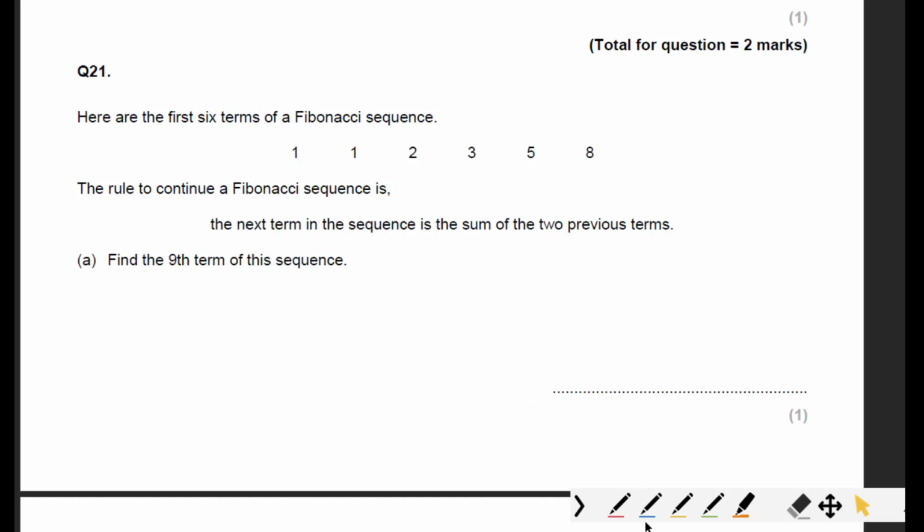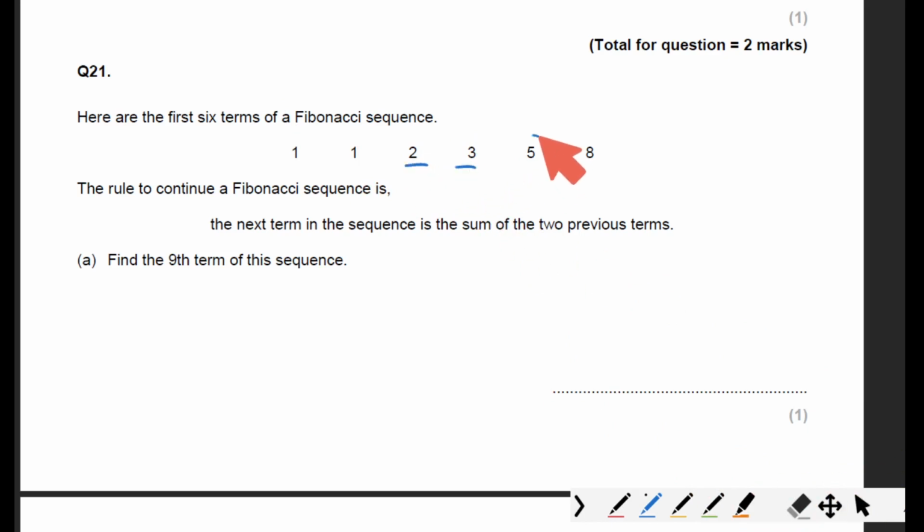Right, here's another type of sequence. That's what's happening here, a Fibonacci sequence. These ones involve adding the previous 2 terms. For example here, 1 add 1 gives you 2. Then 1 add 2 gives you 3.